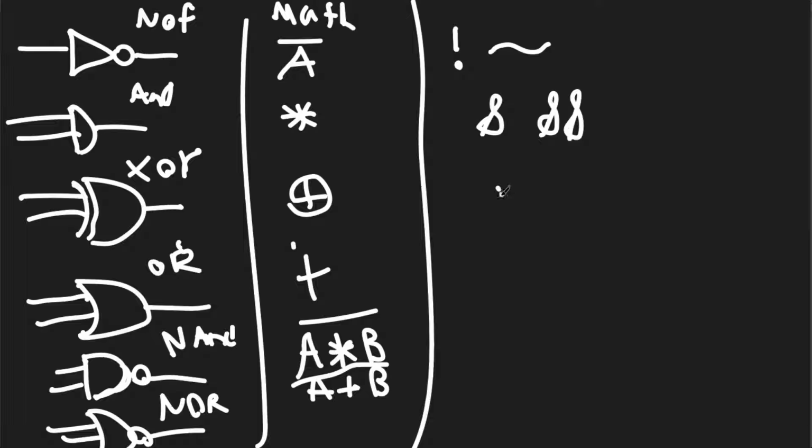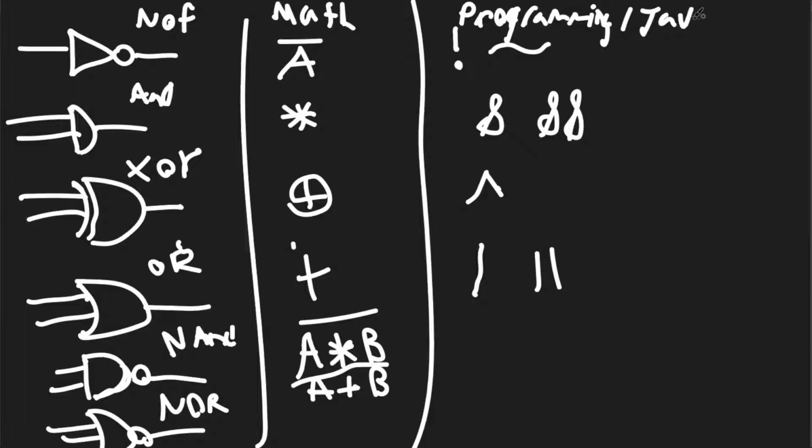For the XOR gate, we have a caret, or an upwards arrow looking thing. On our calculators, we call them carets, and they're usually used for exponential functions, but it's our XOR gate. And our OR gate is a single line or a double line. The double line is going to be the one that we use right now. Okay, so these are going to be our programming Java symbols.